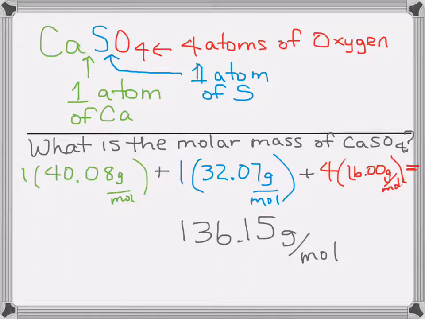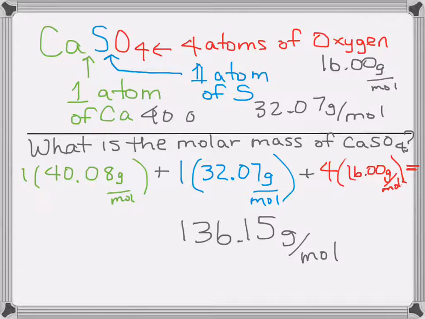So then you have to use the periodic table to look up the mass of these. So for oxygen, it's 16 grams per mole. On the periodic table, sulfur is 32.07 grams per mole. And calcium is 40.08 grams per mole.